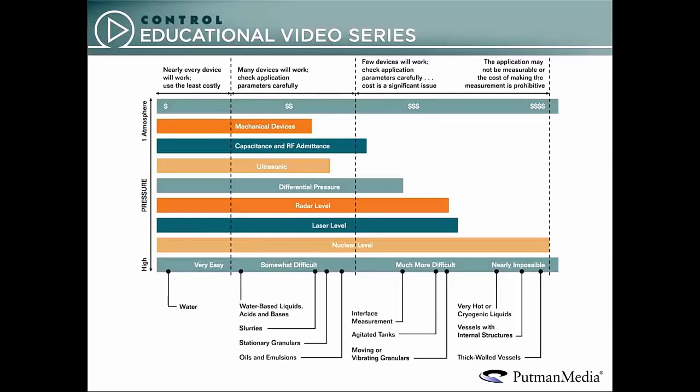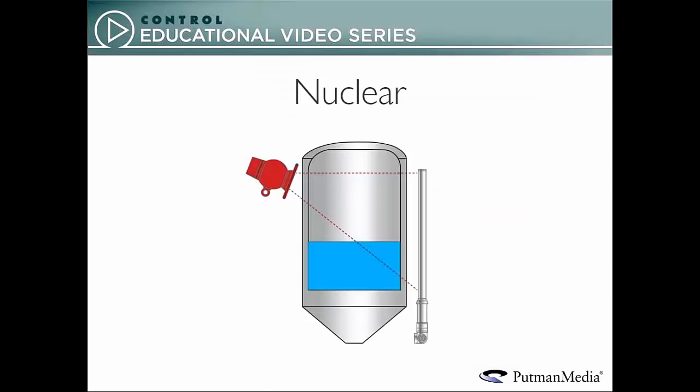According to our chart, there isn't much that can't be done using nuclear level technology, providing you can justify the cost, which includes significant safety and regulatory concerns. Nuclear gauges infer level even in the harshest reactor conditions by passing radiation through a tank's walls and its contents to a detector on the opposite side. The radiation is attenuated in proportion to the amount of material traversed, which is correlated to the liquid level.